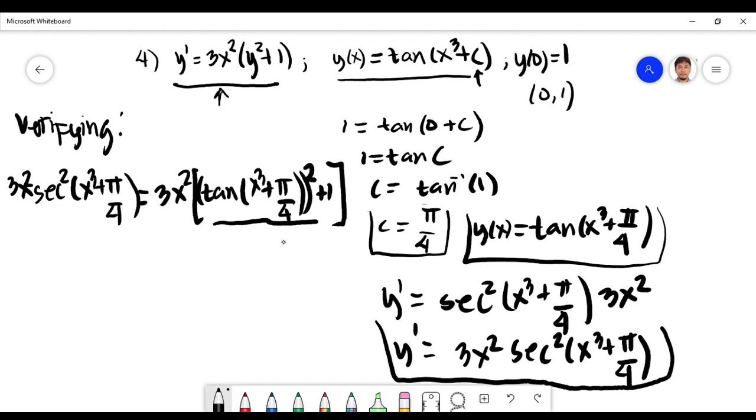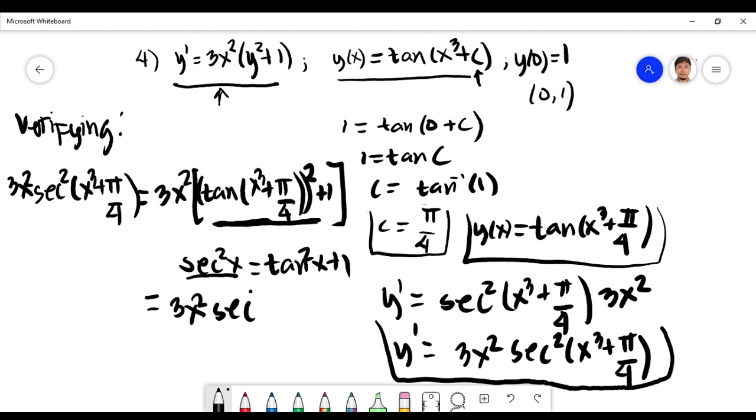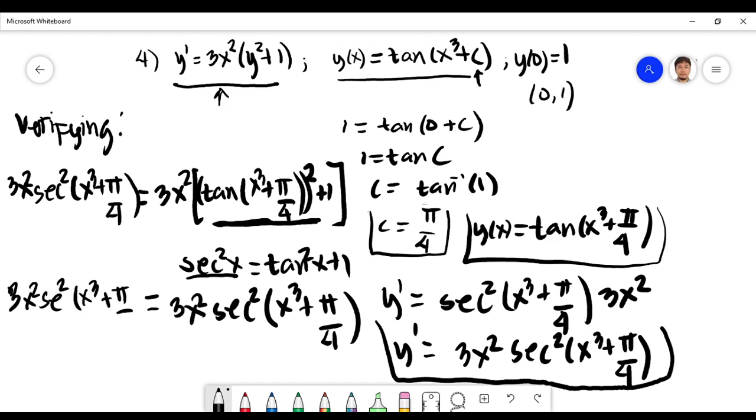If you remember from our trigonometric identity, secant squared of x is just equal to tangent squared of x plus 1. So the expression inside the square bracket, we can simplify by applying this identity. So 3x squared secant squared, and the value of our angle is x cubed plus pi over 4. So the left-hand side from our derivative y prime is 3x squared secant squared of x cubed plus pi over 4. Hence, both sides of the equation equate.